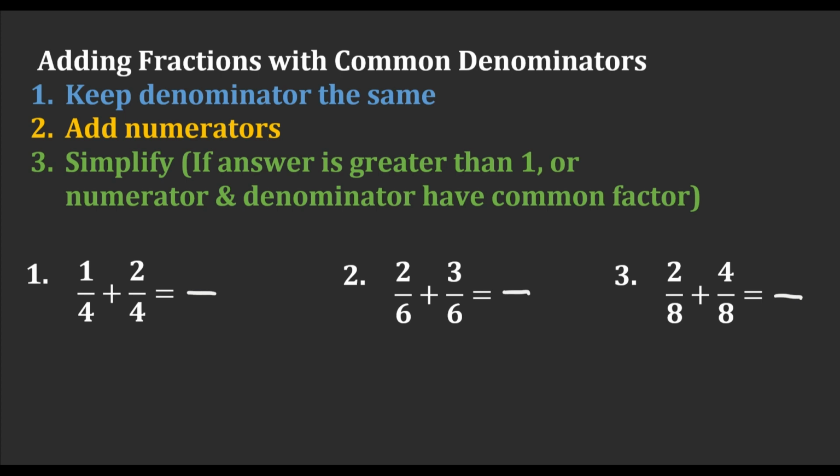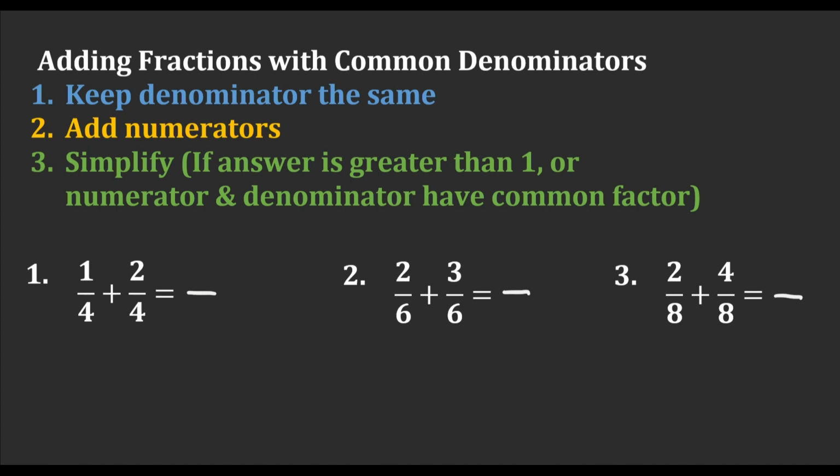If we look at problem number one, we have 1/4 plus 2/4 equals blank. Now, the first thing we should do is hopefully recognize that yes, we do have common denominators. Okay, I see a 4 in each of our denominators, meaning we have those denominators in common, and we can proceed with step number one.